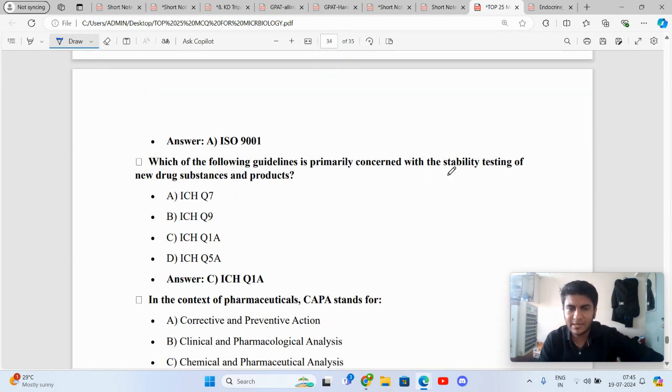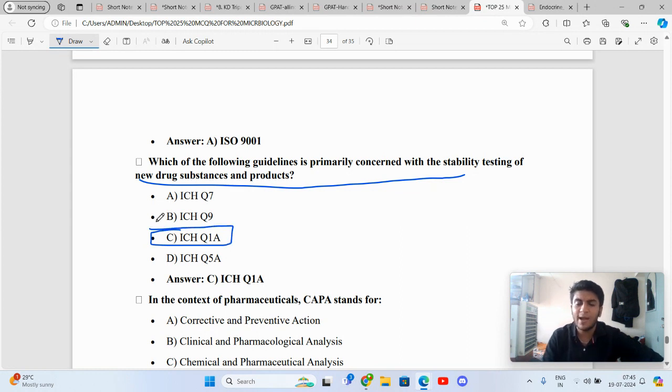Which one of the following guidelines is concerned with stability testing of new drug substances? When I talk about new drug substances, it is Q1A. Q5 and Q6 are for biotechnological products and pharmaceutical product specifications. So the right answer has to be Q1A. Q1B is for photostability studies. Q1D is for bracketing and matrixing. And Q1E is for evaluation of stability data. Right, so you need to know about all of this. New drug substance is Q1A. New dosage forms is Q1C.